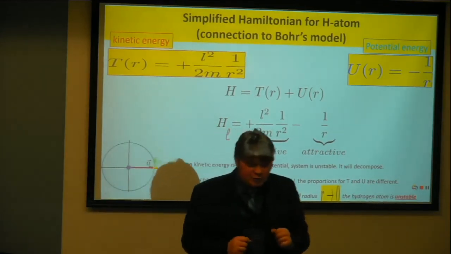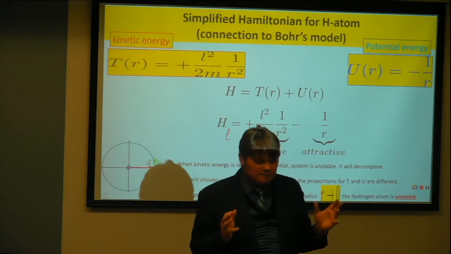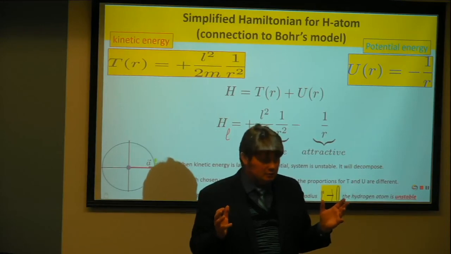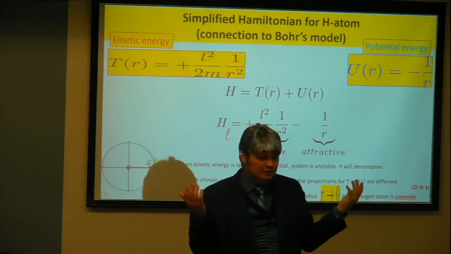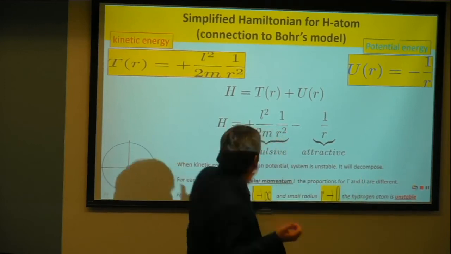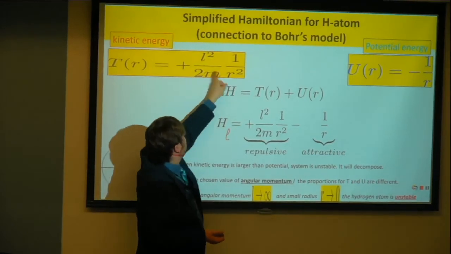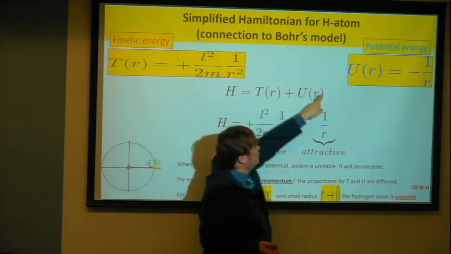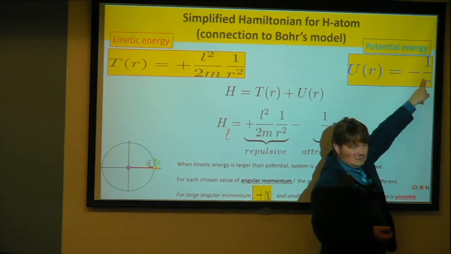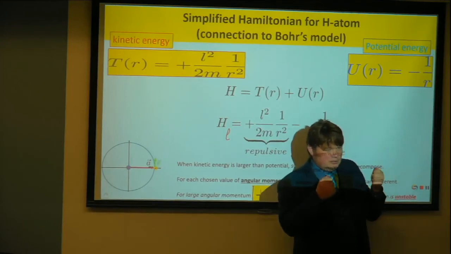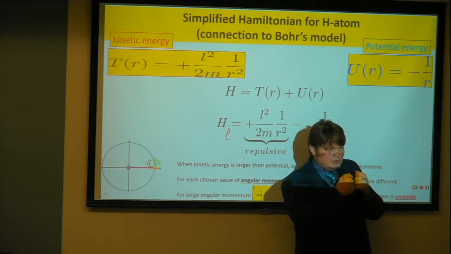Even if we are not purely quantum, we already have the habit to think of energy as the Hamiltonian, a summation of kinetic and potential. So we have kinetic, which is positive and inverse of R squared, and potential, which is negative and inverse of R. Potential energy becomes more negative as the electron approaches closer. Kinetic energy increases and becomes positive as it approaches closer.